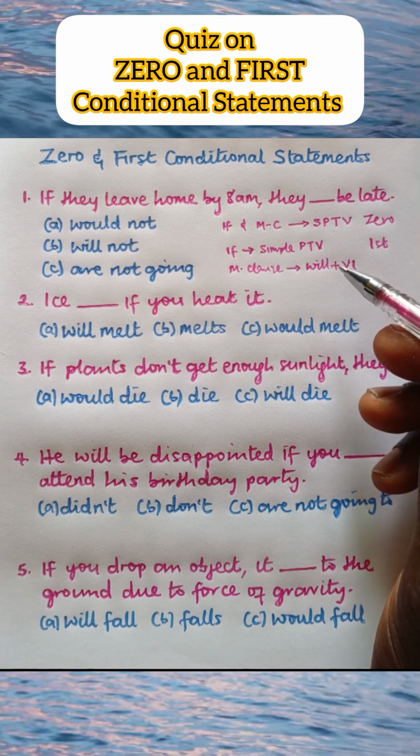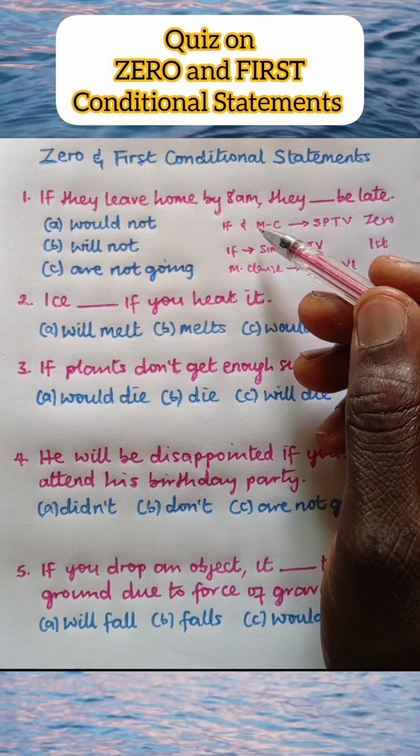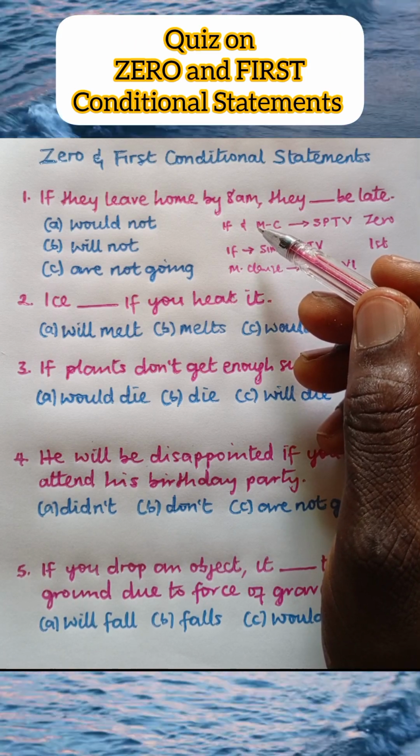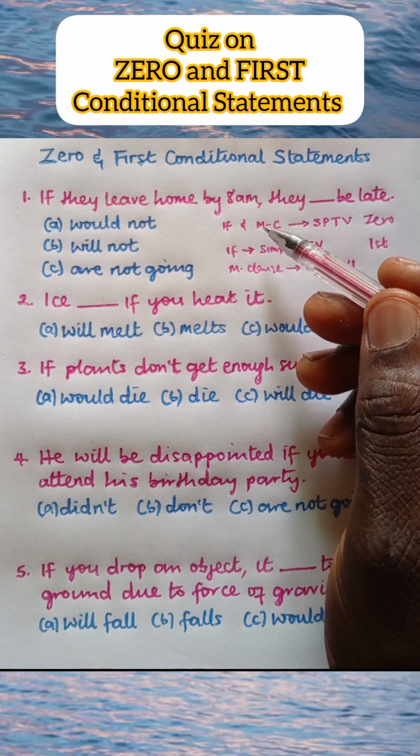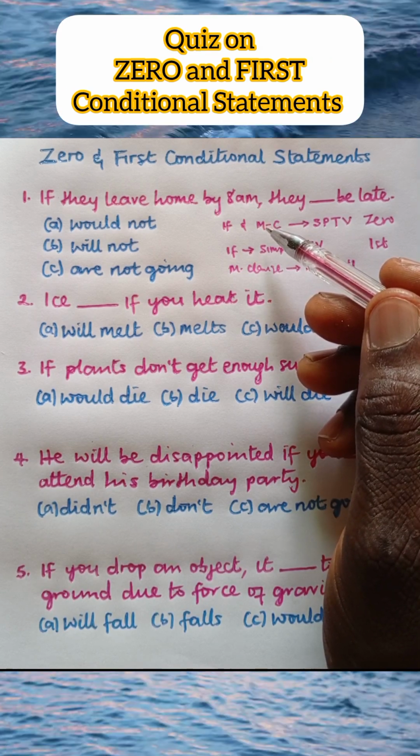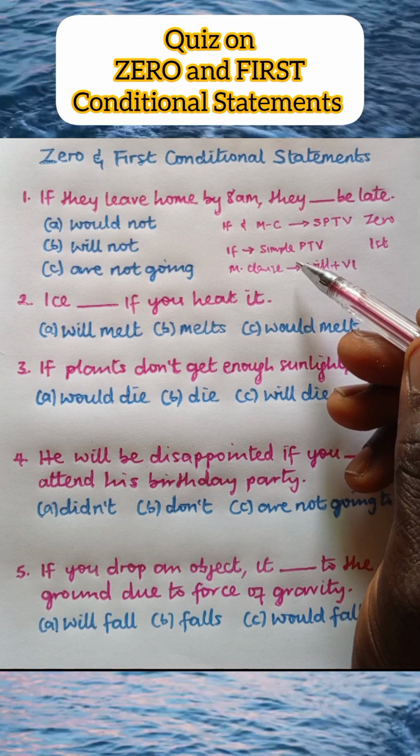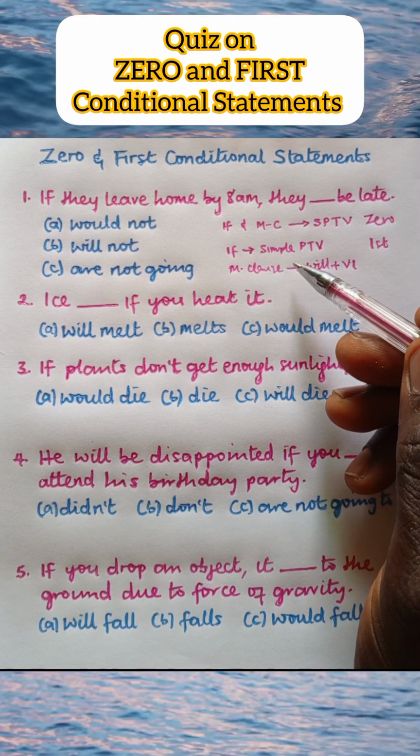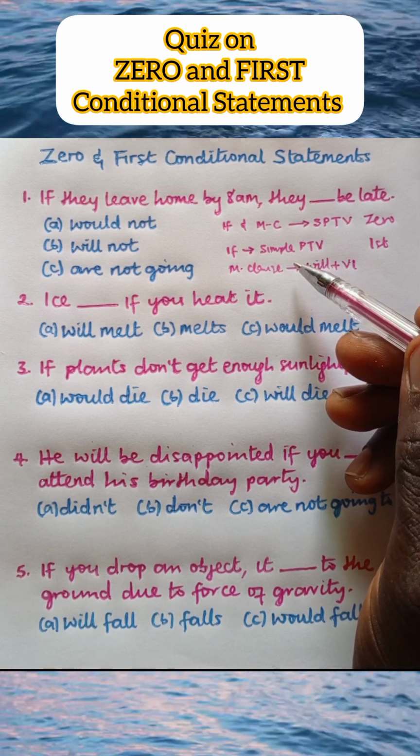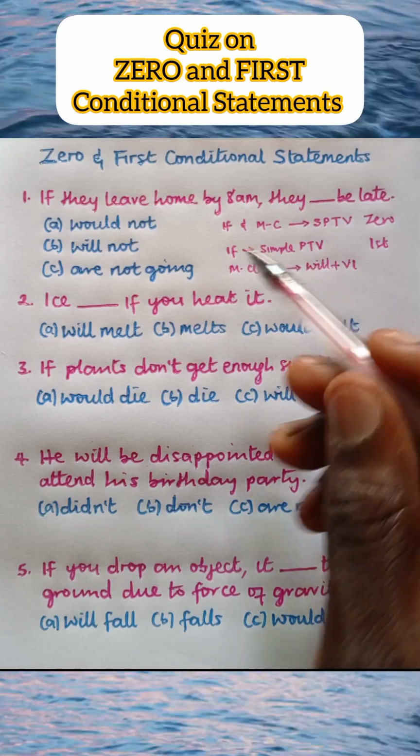Secondly, pay attention to this. Zero conditional statements are statements of universal truth. They are statements of fact, such that if the idea in the if clause occurs, then the main clause must occur. But in first conditional, it is a statement of probability. If the opinion in the if clause occurs, the main clause is likely to occur, not a must. Do you get it? Now let's look at the question.